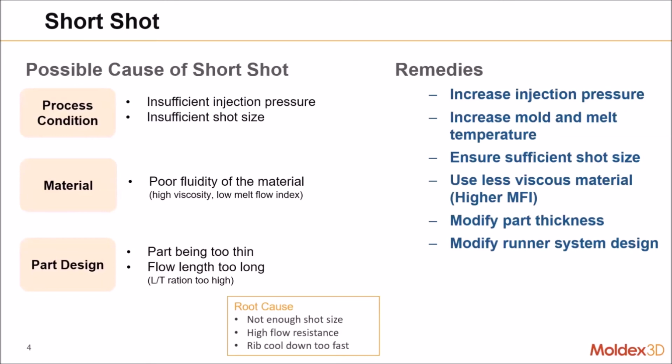And in material, it can be because of the poor fluidity of the material, high viscosity and low melt flow index of the material. In part design, it can be the part being too thin, so that causes a high flow resistance, and it's difficult for the melt to be injected into some area. It's too thin.